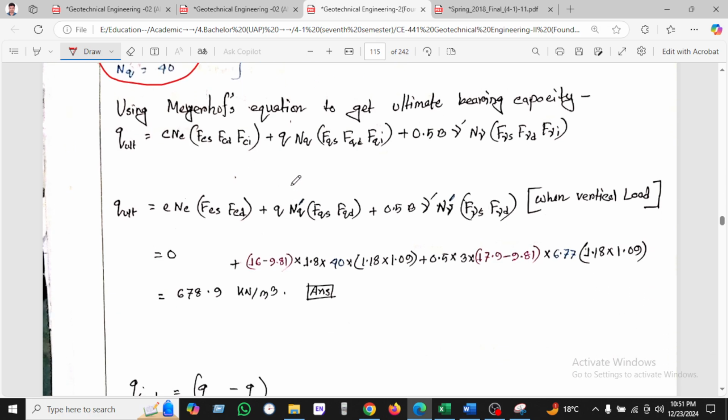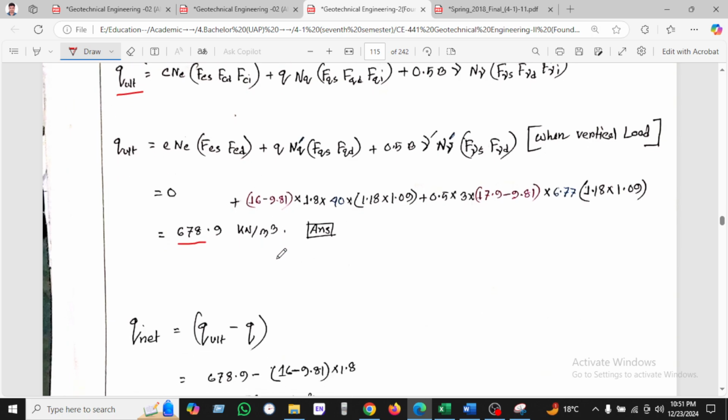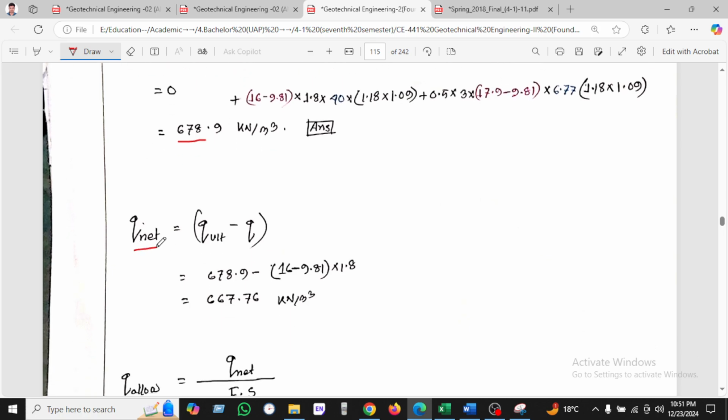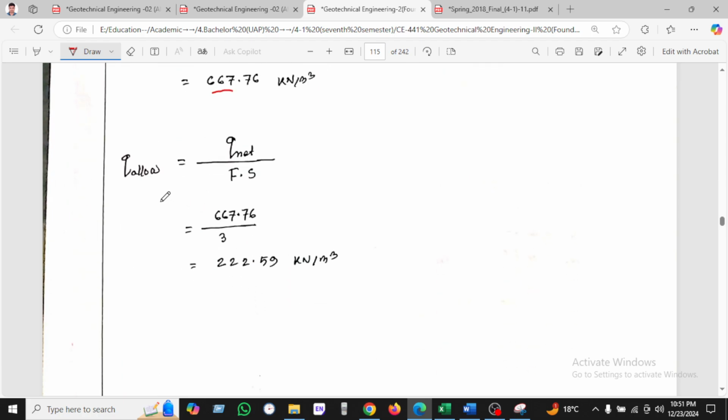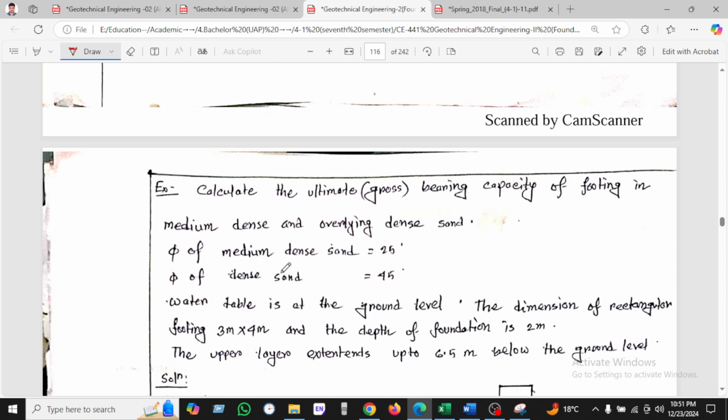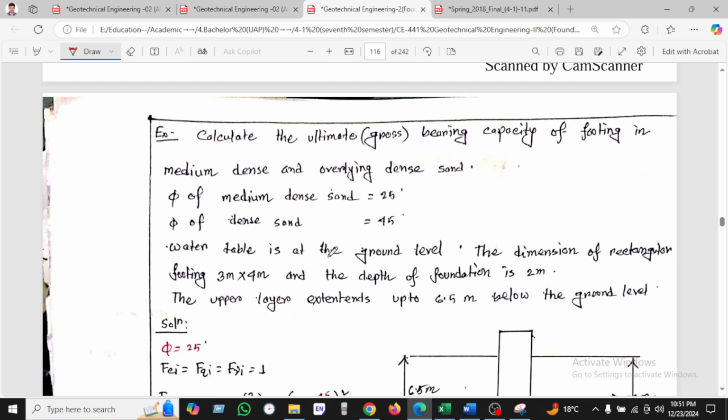Okay, so now using the Meyerhof equation, we found the ultimate bearing capacity is 678.9 kilonewton per square meter, and net will be 667.76, and the allowable bearing capacity will be 222.59 kilonewton per square meter. So you can see another example.